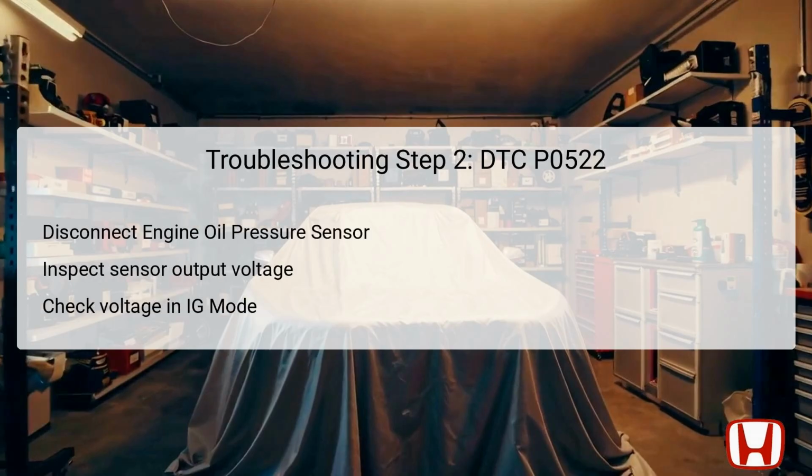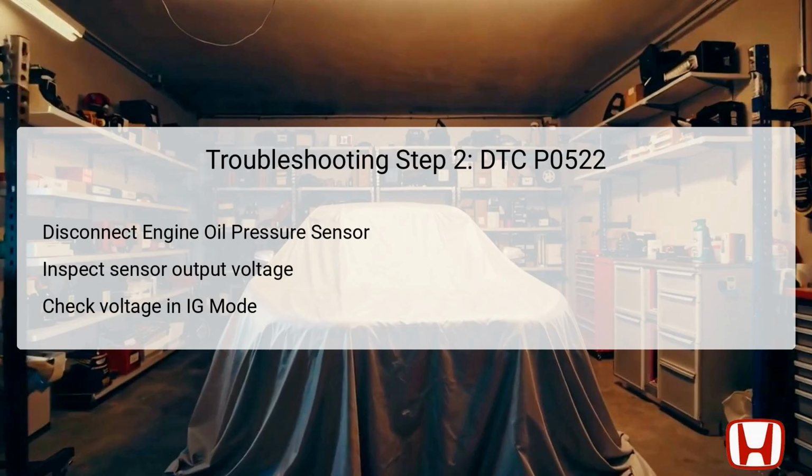For the next troubleshooting step, begin by disconnecting the engine oil pressure sensor's 3-pin 3P connector. This allows for a more thorough inspection of the sensor's output voltage without any interference. Once the connector is disconnected, turn the vehicle to the IG mode. Under normal operating conditions, the output voltage from the sensor should be approximately 5.0 volts when checked at this stage.